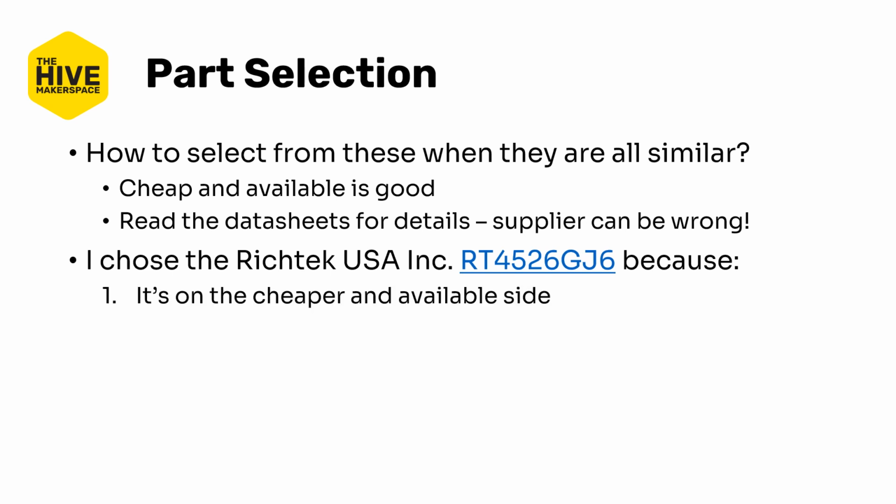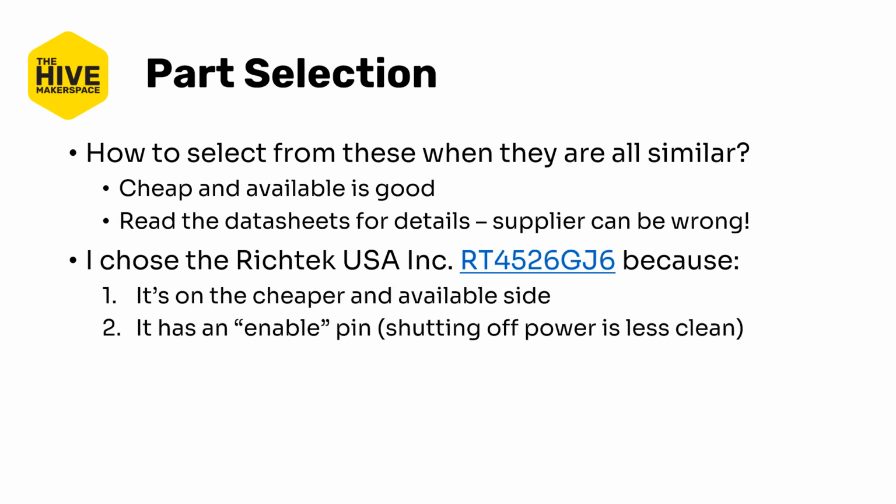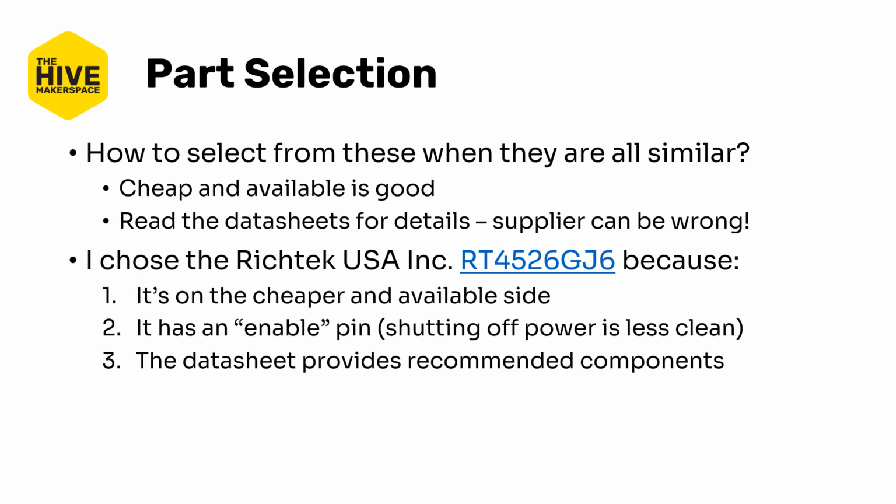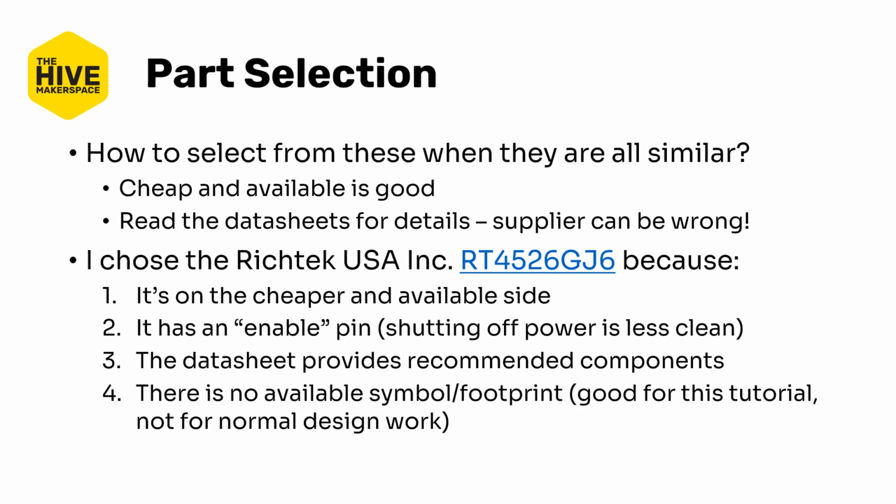And I chose this for a few reasons. First, it was on the cheaper and available side. Second, it had an enable pin, which is a little bit cleaner in my eyes rather than just disconnecting the power, although it does mean that there's a little bit of power loss even when it's off. And third, the datasheet provided both recommended components as well as a typical application schematic, like a circuit, and some layout guidelines and an example layout. Very helpful for when you're actually doing your layout because it means you have to do, well, less work. And finally, there were no available symbols and footprints, which was really good for this tutorial, but terrible for design work. Normally in your design, you'd look specifically for parts that have readily available models, so you don't have to spend time waiting for requesting them or developing them on your own.